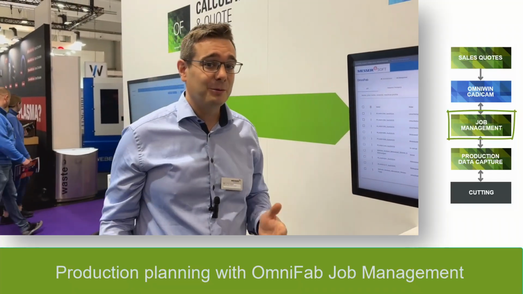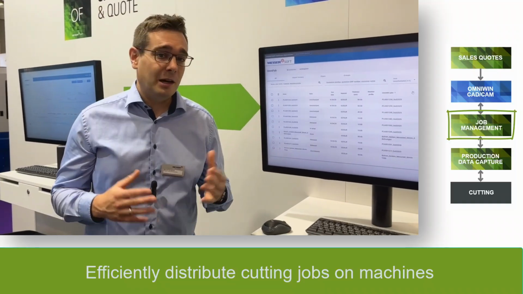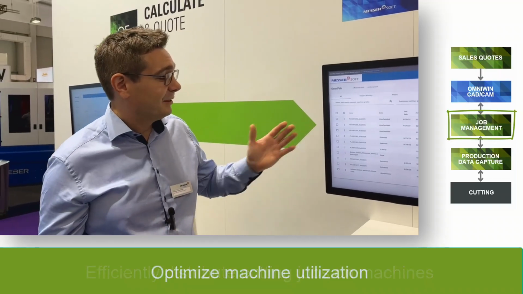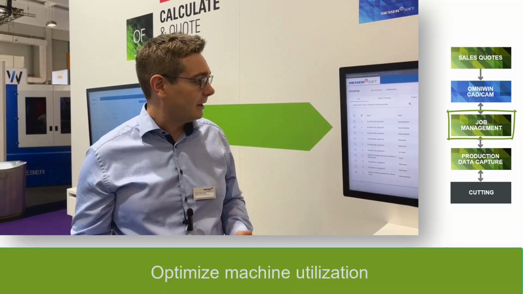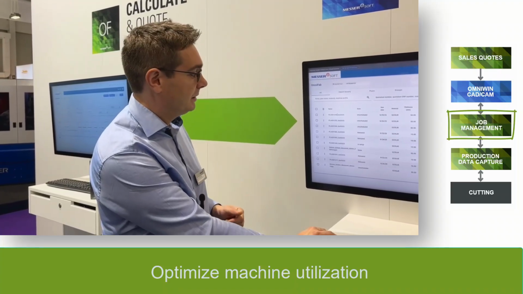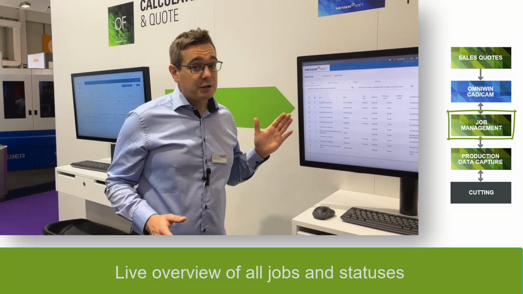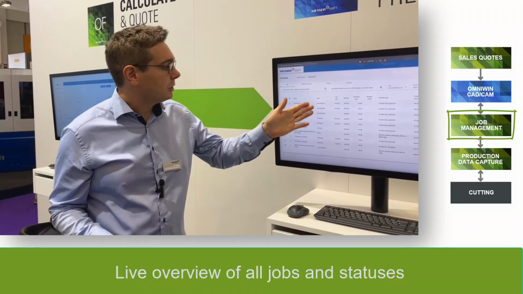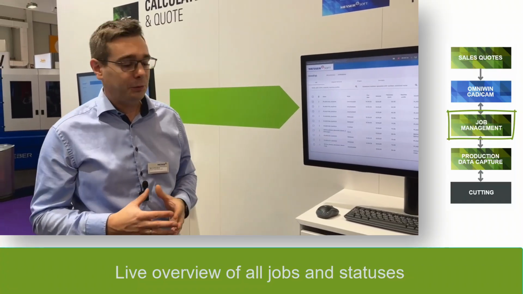We are now in production planning. Our task is to distribute appropriate cutting jobs on the machines and to make intelligent planning. With the help of the OmniFab job management module, we have the opportunity to achieve really good machine utilization and distribute jobs to machines in a targeted manner. The job management module gives us an accurate live overview of all cutting jobs and their status. Here I can see not only all new jobs, but also all jobs that have already been manufactured or that are on a machine.